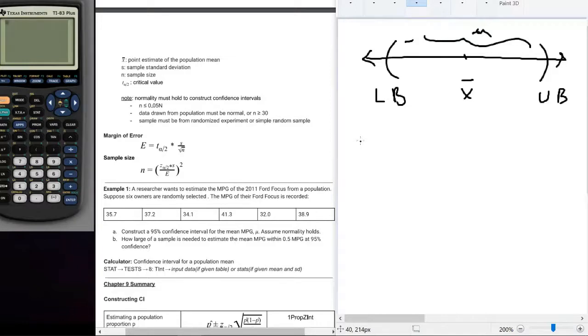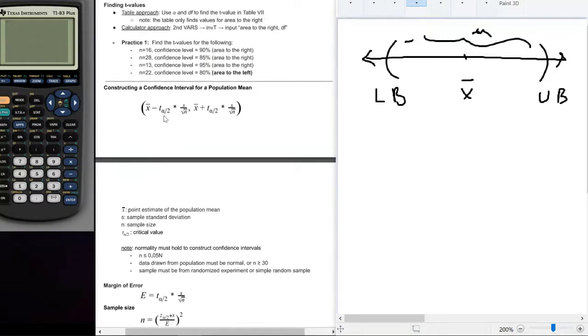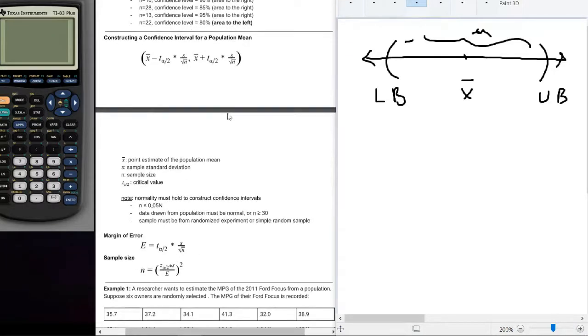Okay. Once again, the margin of error E, that's going to be the latter part of the confidence interval formula. Notice if we go up here, t alpha over 2 multiplied by s over root n, that's going to be the error, where when you go from x bar on the axis to the bound, there's error there. The x bar to the bound here, likewise, we have some error there.